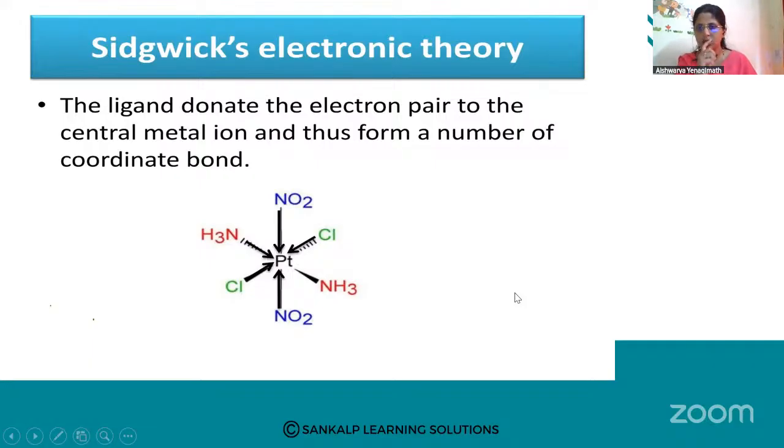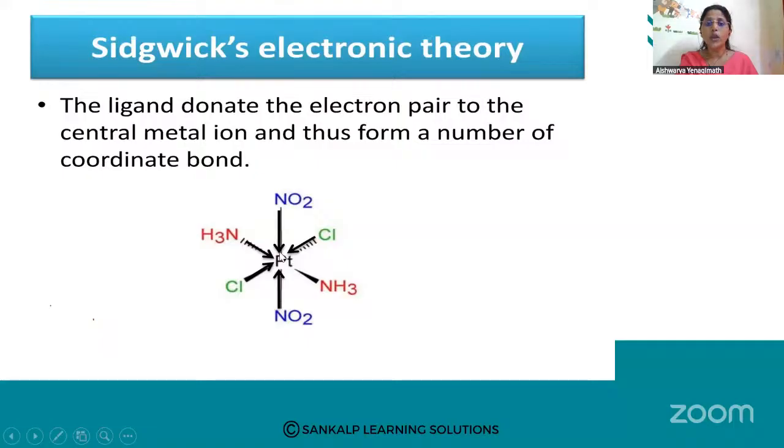How do we know this, correct? So here platinum is my central metal ion, central metal atom. Which are the ligands? There are two NO2, two Cl, and two NH3. So they are going to donate the electrons to whom? To the central metal atom. Central metal atom is the Lewis acid, electron pair acceptor. And these are Lewis bases, electron pair donors.